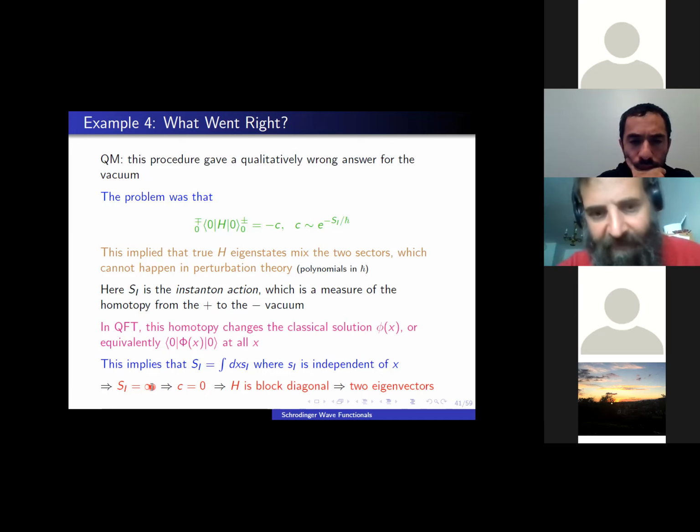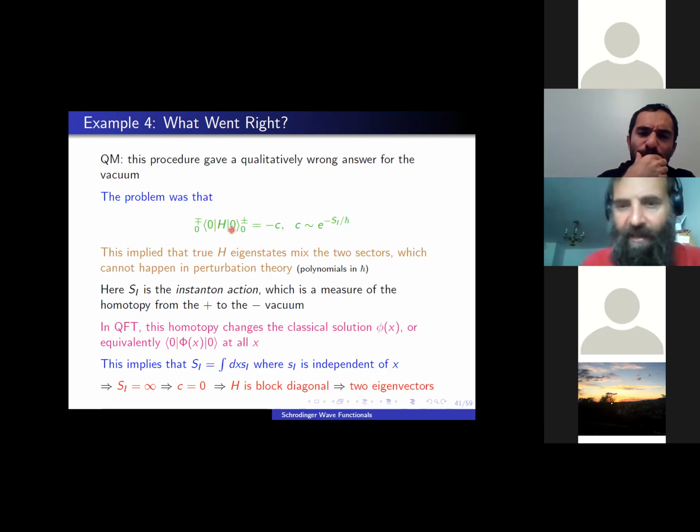And intuitively, it makes sense that you need infinite action to move a function at all x, whereas you needed a finite action just to move a point, which wasn't a function. So in quantum field theory, this S is infinite. And that means that this C is 0, which means H really is block diagonal. So in quantum field theory, this perturbative argument works just fine. And it gets us a pretty good approximation. It tells us that there are 2 degenerate vacuum states. So any questions about what didn't go wrong here in quantum field theory?